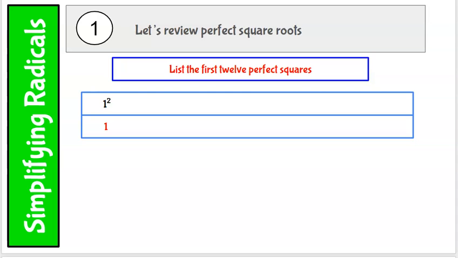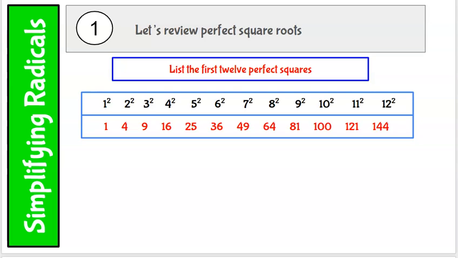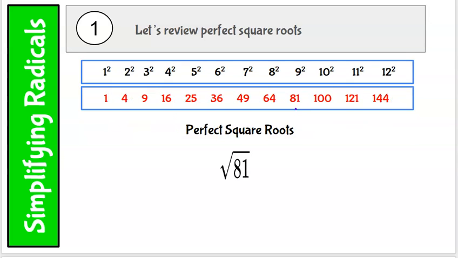So if we have 1 squared, we have 1 times 1, which is 1. 2 squared, 2 times 2 is 4. 3 squared, 3 times 3 is 9, and so forth up to 12 squared, which is 144. So let's look at the square root of 81. First of all, we're going to rewrite this as 9 squared.